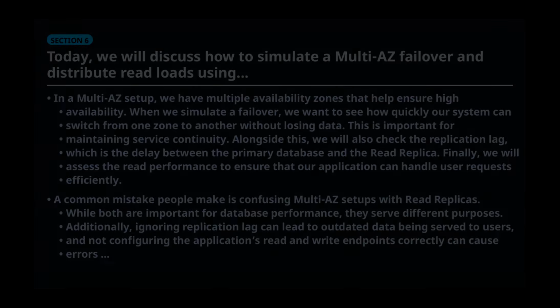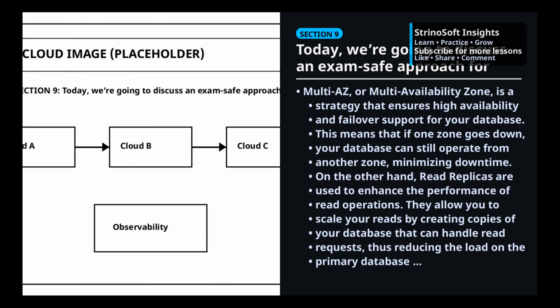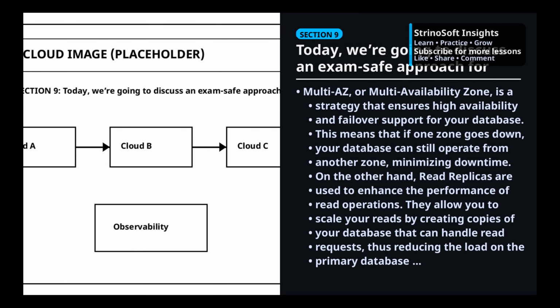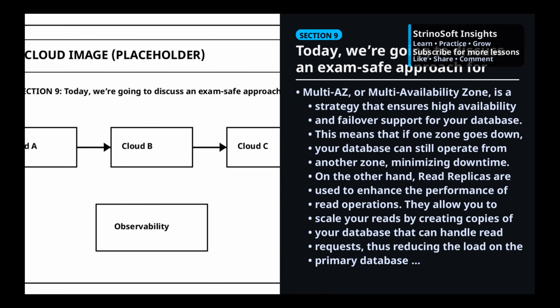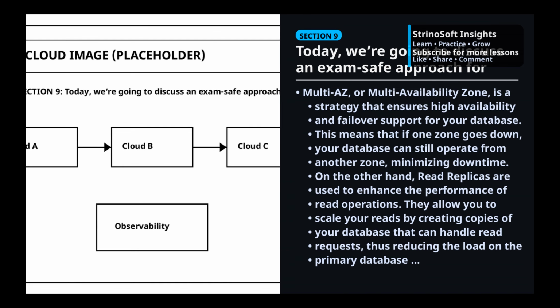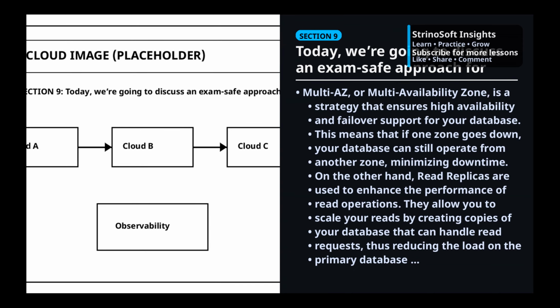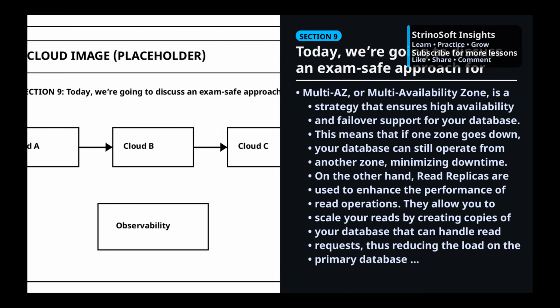Multi-AZ, or Multi-Availability Zone, is a strategy that ensures high availability and failover support for your database. This means that if one zone goes down, your database can still operate from another zone, minimizing downtime. On the other hand, read replicas are used to enhance the performance of read operations. They allow you to scale your reads by creating copies of your database that can handle read requests, thus reducing the load on the primary database.